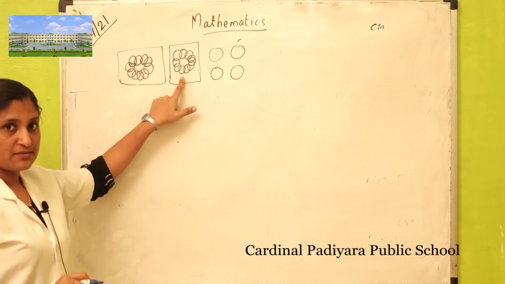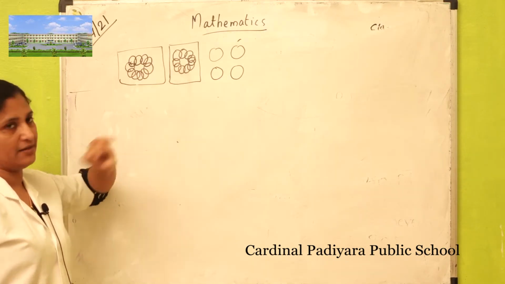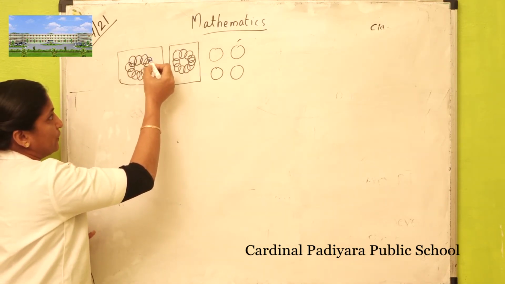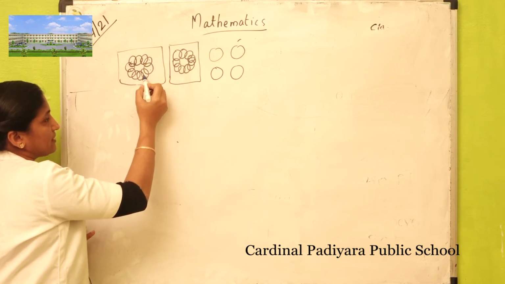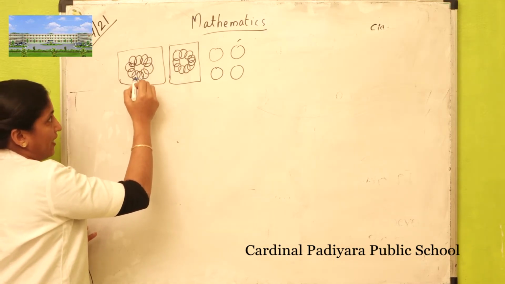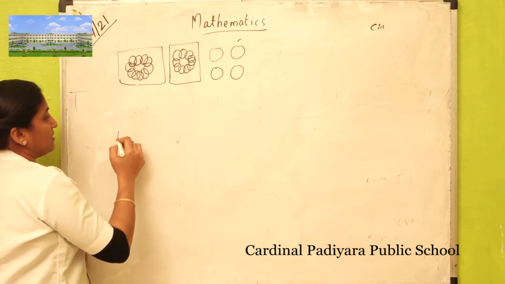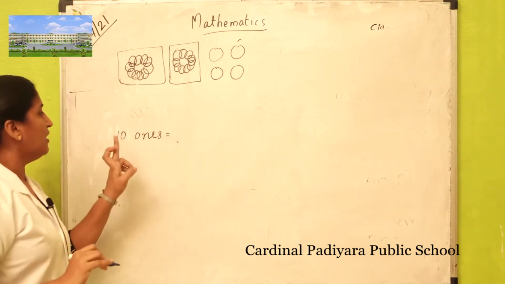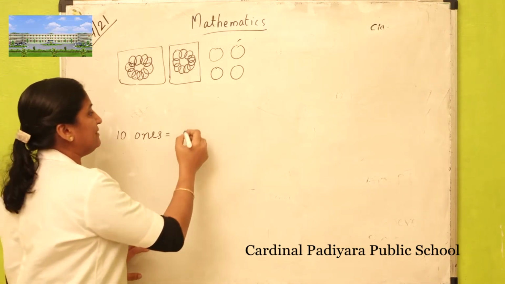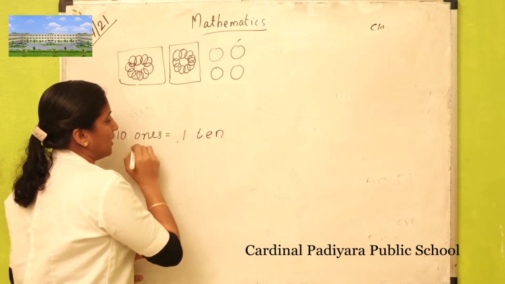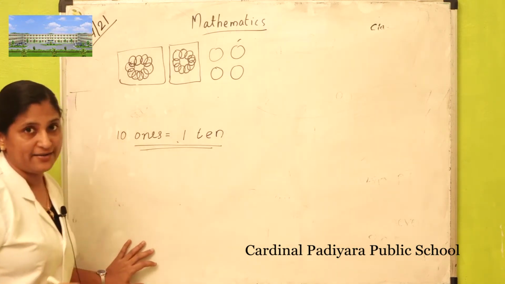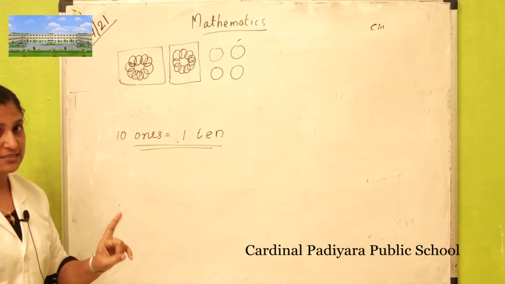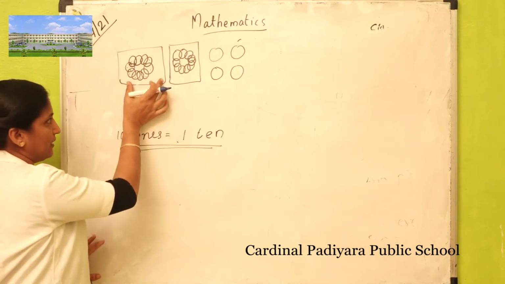Then second box, how many yellow color rings? 10. That means this 1 one, 2 ones, 3 ones, 4 ones, 5 ones, 6 ones, 7 ones, 8 ones, 9 ones, 10 ones. You know that 10 ones is what? 10 ones is 1 ten. Remember this point. 10 ones is 1 ten. So in first box, how many tens here? 1 ten.